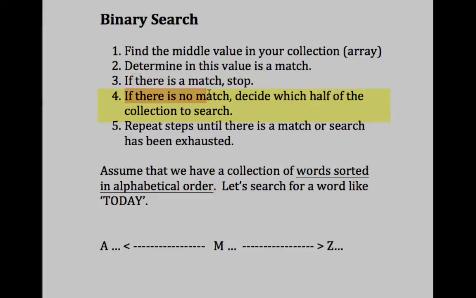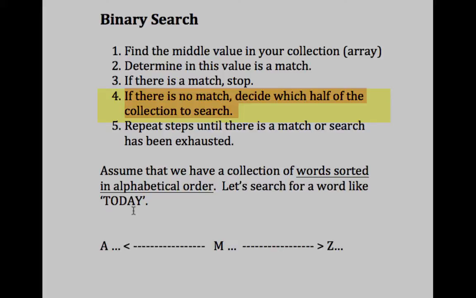But if there is no match, then we need to decide which of the two halves in the collection we're going to search. What does it mean? Again, look at what we're having here and look at the example. So I have, let's say, 350,000 words. It's the normal size of a dictionary, 350,000, all in capital letters. Let's not consider lowercase words. And let's say that I'm looking for the word today.